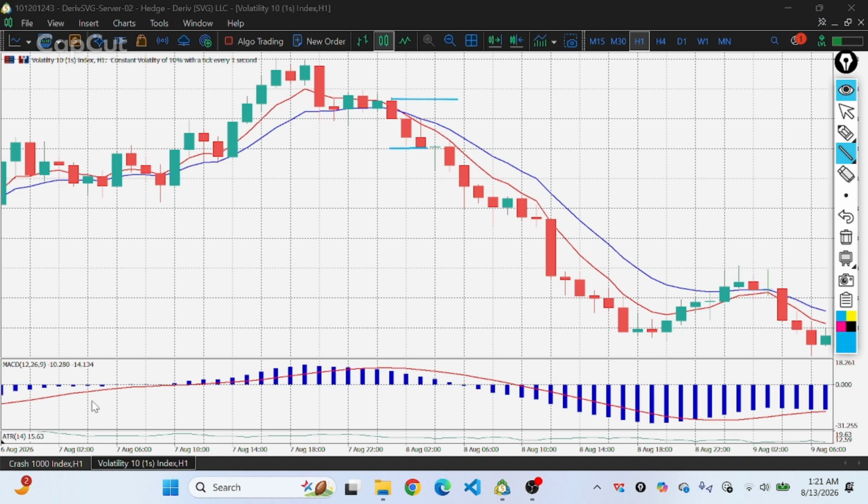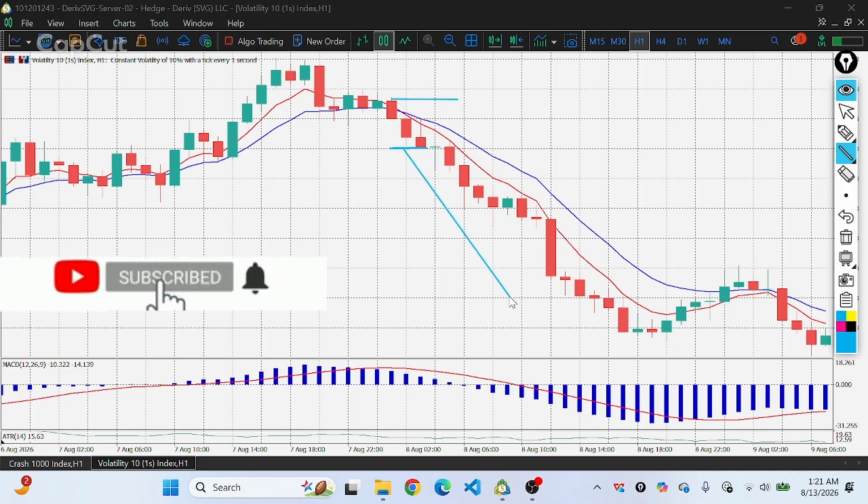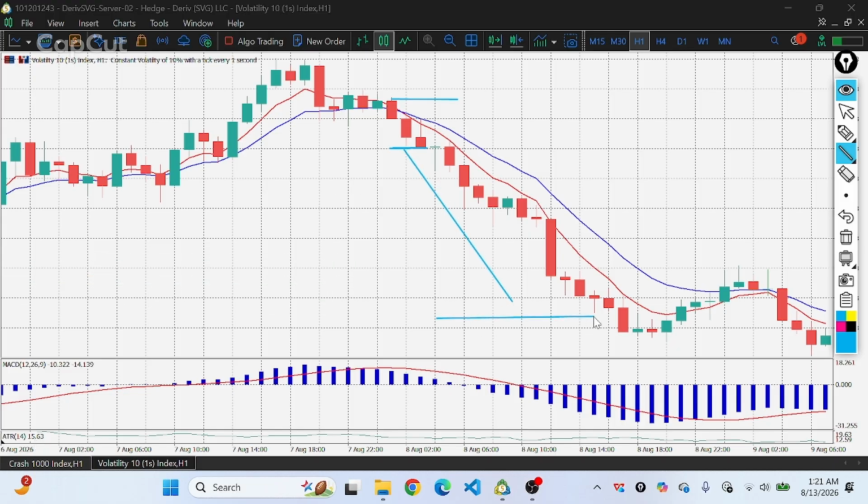The take profit is supposed to be 3 times the ATR away from your entry point. If this was your entry point, you have to read the ATR value, which is 15.63 times 3, and then you put it away from your entry point. So for this case, our take profit would be around here.